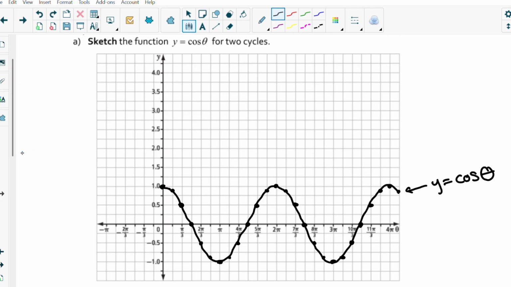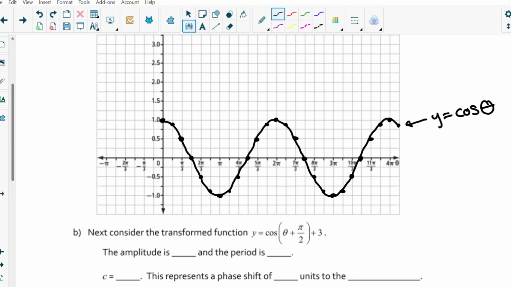Okay, let's answer some questions. Next, consider the transform function y equals cosine of theta plus pi over 2 plus 3. Okay, so let's think about the transformations that are happening. So first, couple key characteristics. The amplitude is, well, what's the a value? Well, the a value here is 1, so the amplitude is just 1.